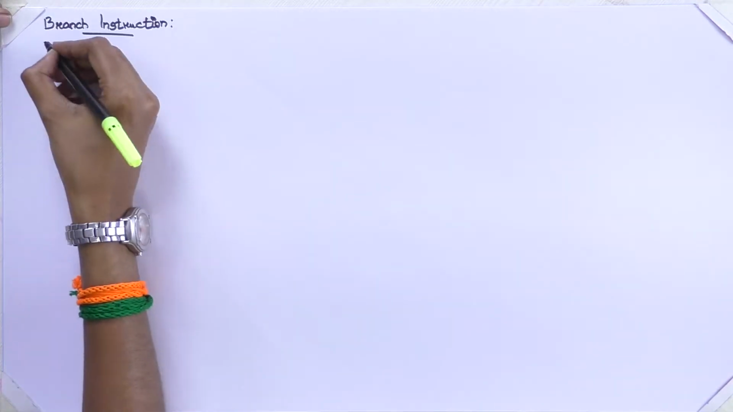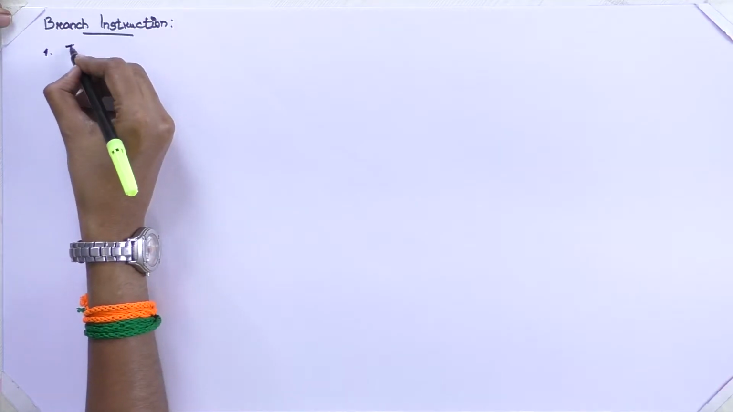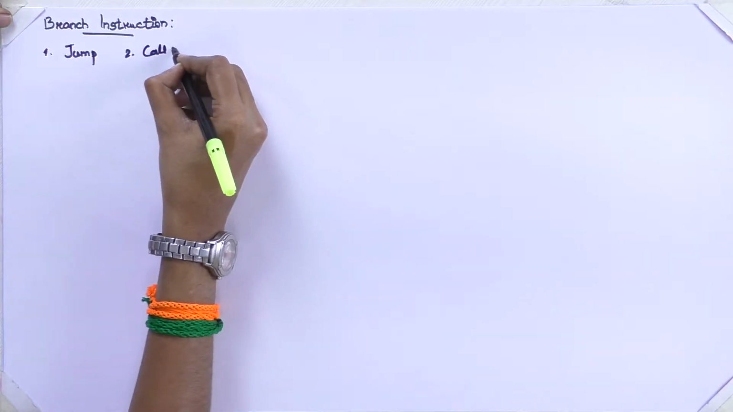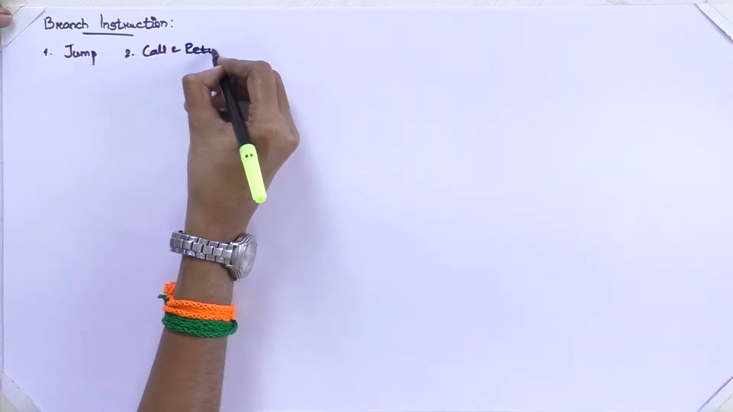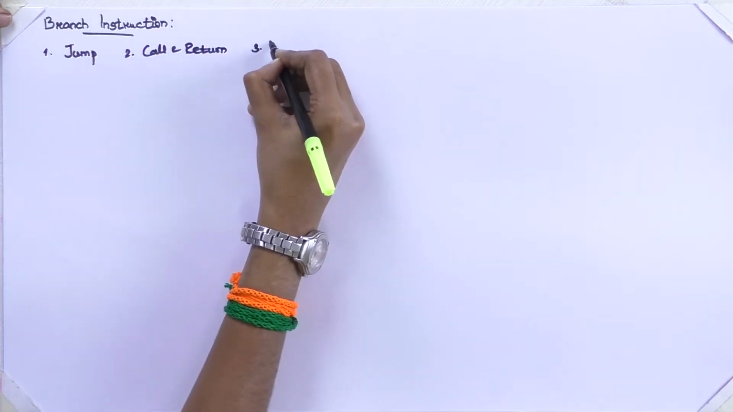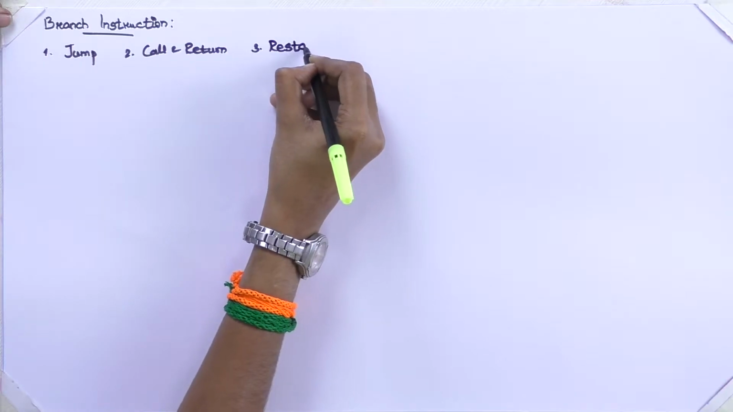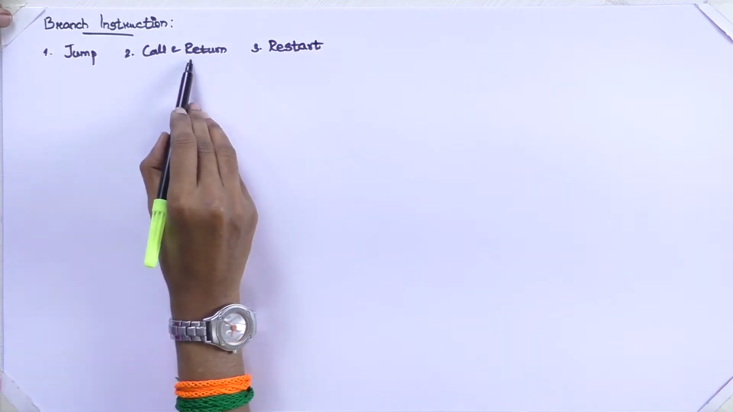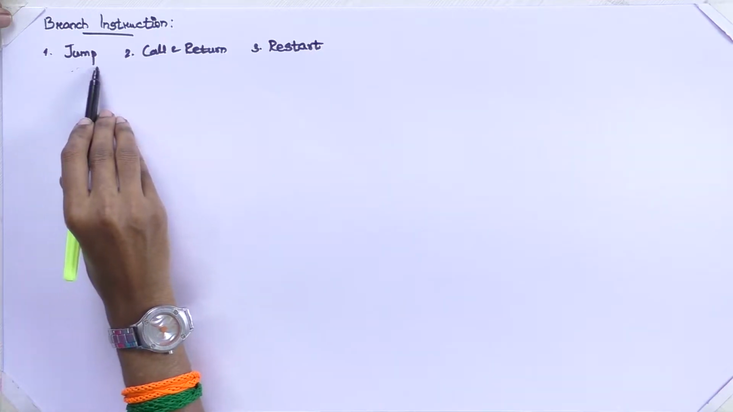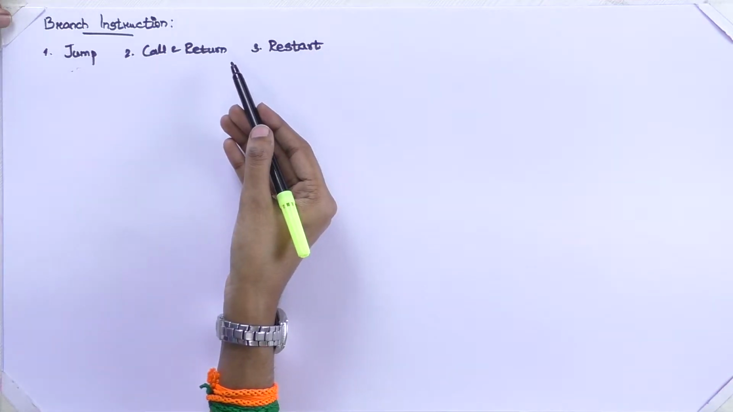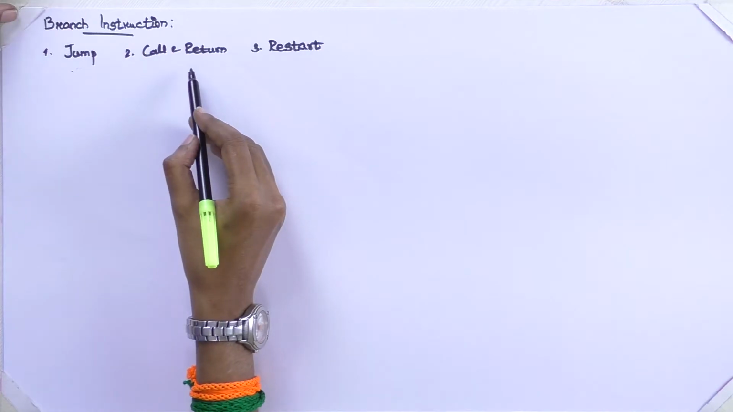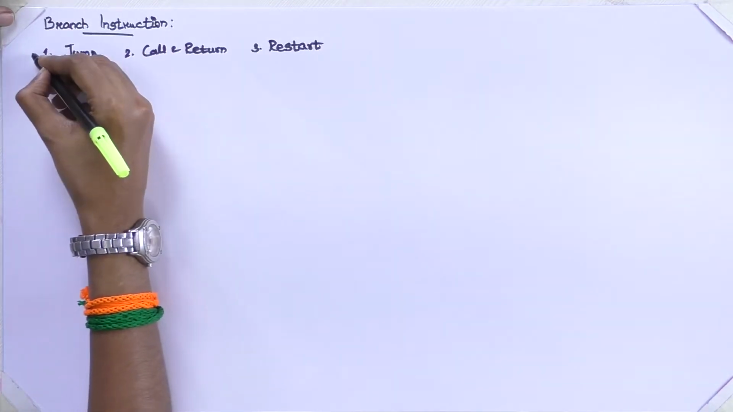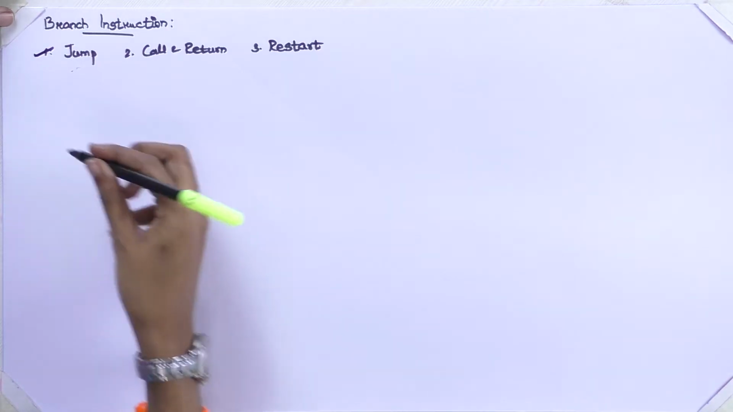Before that, the branch instructions are of 3 types. One is jump, another one is call and return, and third one is restart. Using these instructions, that is jump, call or restart, you can disturb the normal execution of a program and jump on to another location other than where the program is stored. So first we will see about the jump.